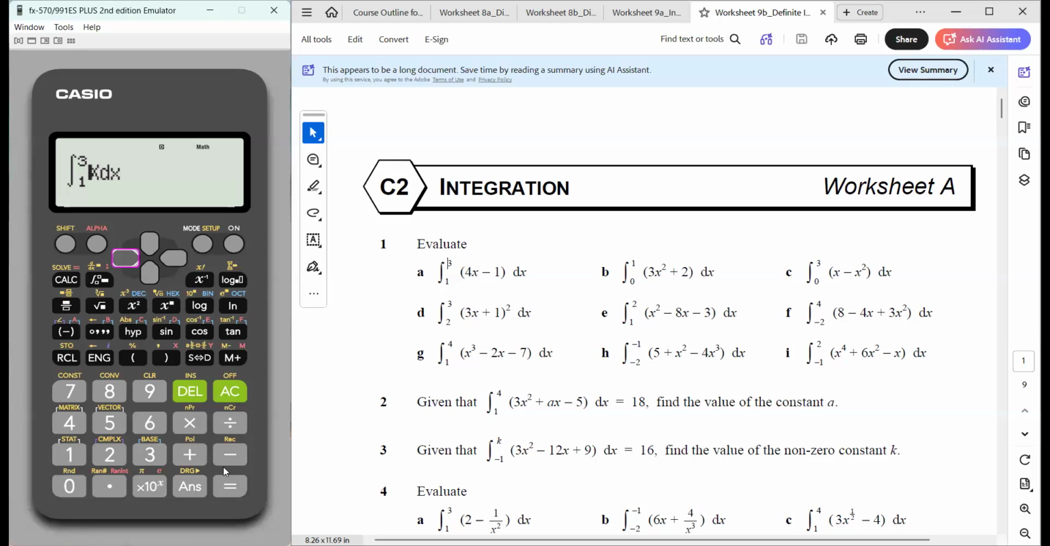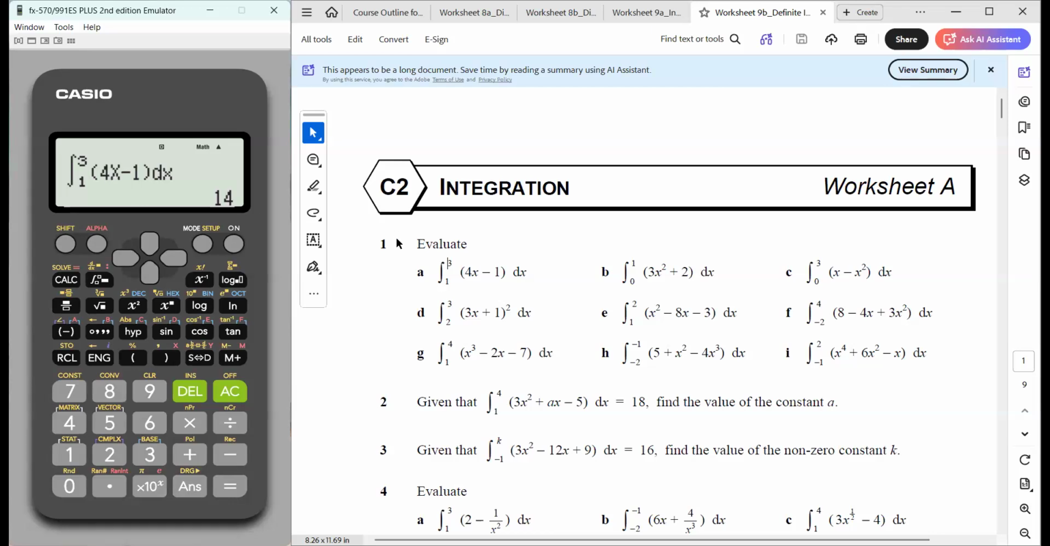Now I'm going to enter the value of the function. Open brackets, 4x minus 1, then close the brackets, press equal to, and it solves the thing for you. If you should see problems like this in the exam, or let's say in your midterm multiple choice questions, this is how you enter them into the calculator to evaluate them.